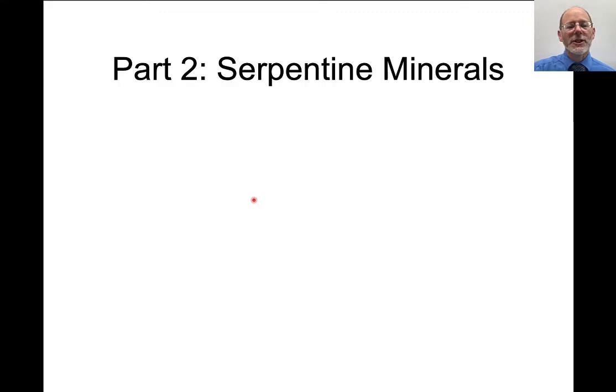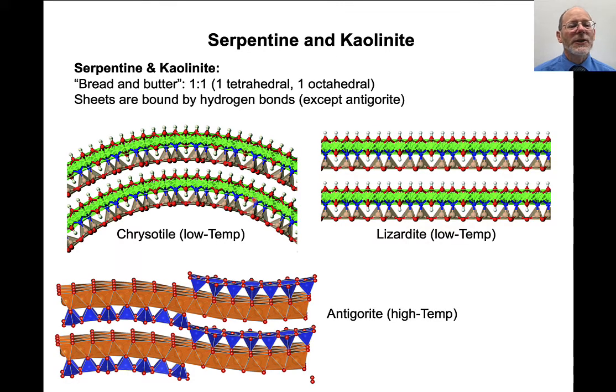Okay, let's talk about serpentine minerals. Serpentine minerals have what's called a bread and butter structure. So remember, the sandwich structure has a tetrahedral sheet, octahedral sheet, tetrahedral sheet, TOT. Bread and butter has only a tetrahedral sheet and an octahedral sheet. So it's like bread with some squishy stuff on top.